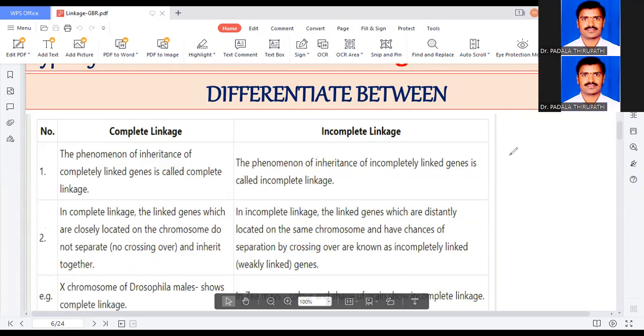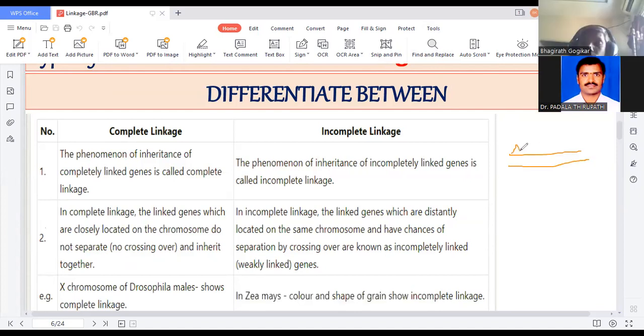Computer lab. Third room number 3, computer lab. This is the chromosome A and B and C. So here another one is A.